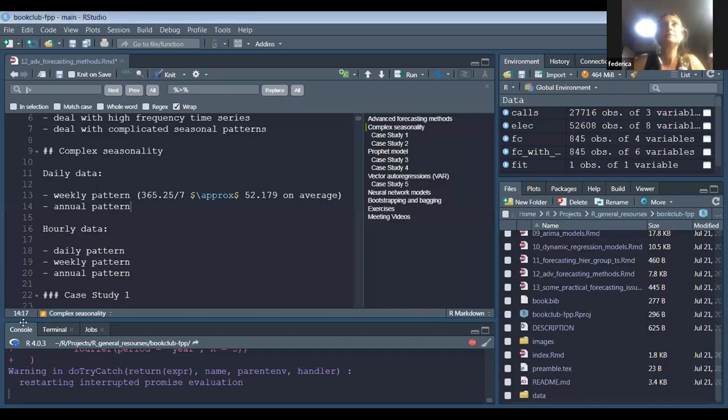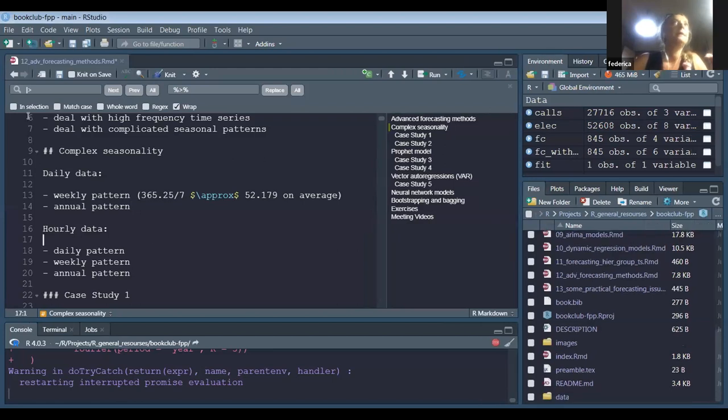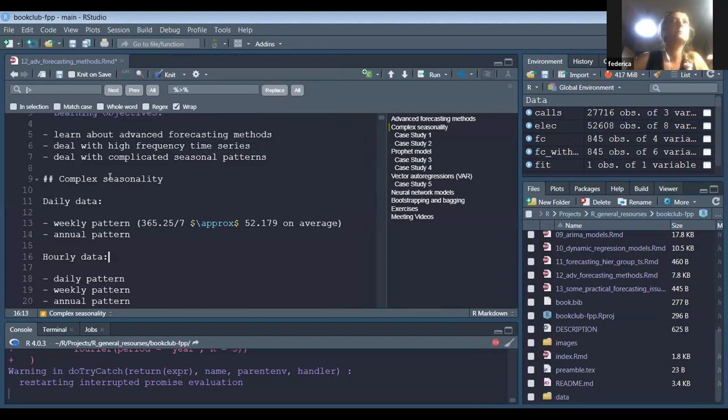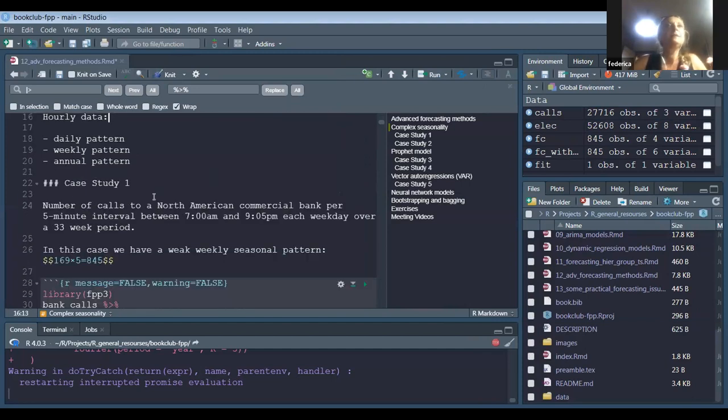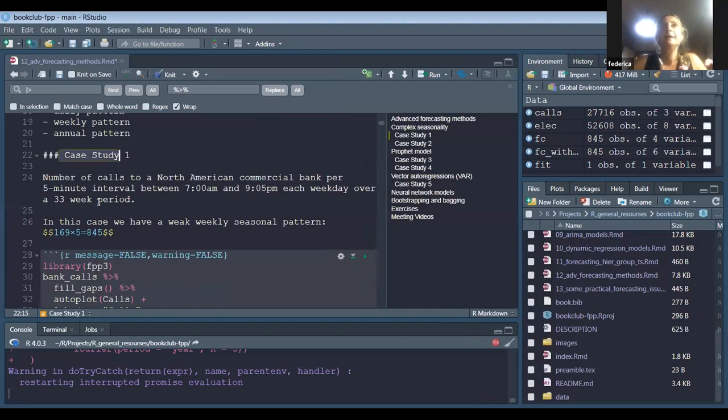This is what I was mentioning. So the complexity can be daily data or hourly data. The first thing that we are going to see is a case study about the North American Commercial Bank. They consider the number of calls for each 5 minute interval between 7 a.m. and 9:05 p.m. exactly, each weekday over a 33 week period.